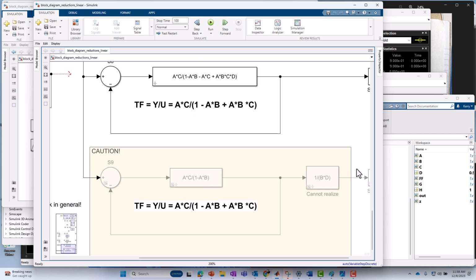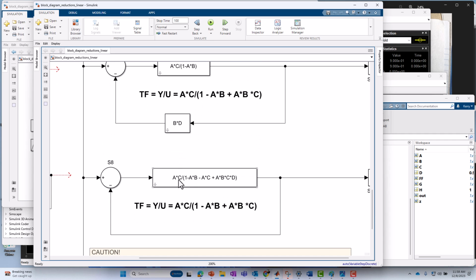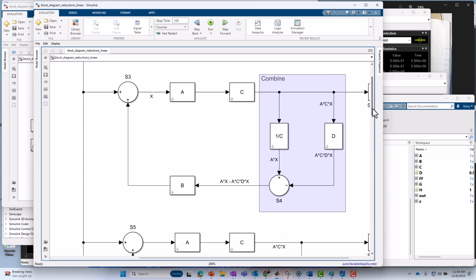Actually, I shouldn't say that. I'm looking at the wrong one. Condensed down to this one: A times C over 1 minus A times B minus A times C plus A times B times C, and then a unity negative feedback path. So that's what it condensed down to, going through these steps one by one.